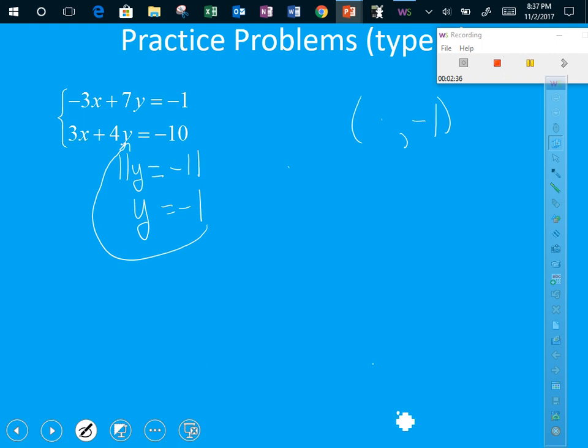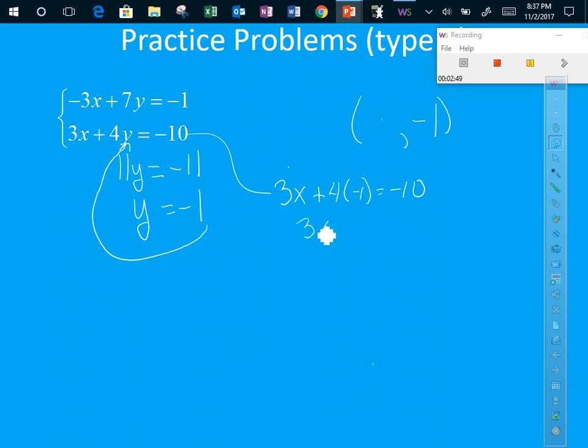If I plug it into the bottom, here's what I got now. I have 3x plus 4 times negative 1 equal negative 10. Now let's solve that. I've got 3x minus 4 equal negative 10. Add 4 to both sides and get negative 6. Divide both sides by 3, and we're going to get an x value of negative 2. So there's my solution. Once again, guys, don't miss these because they're so easy.